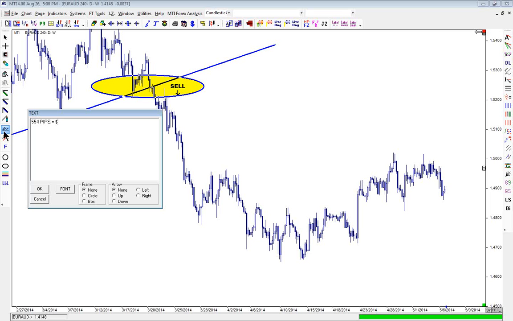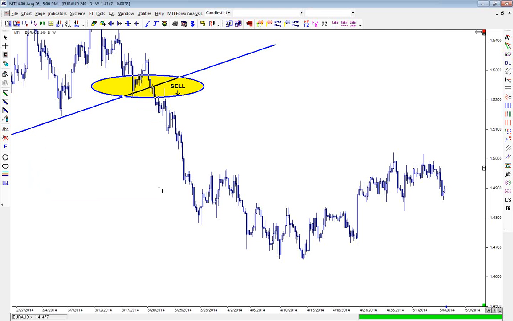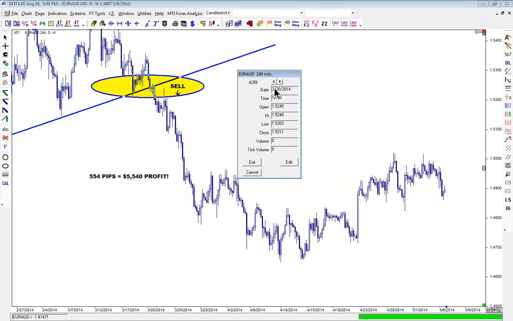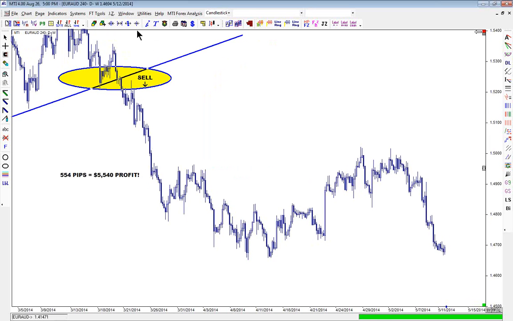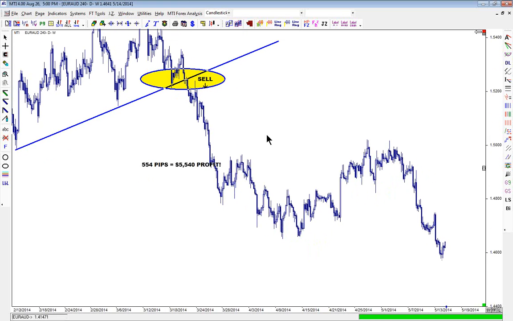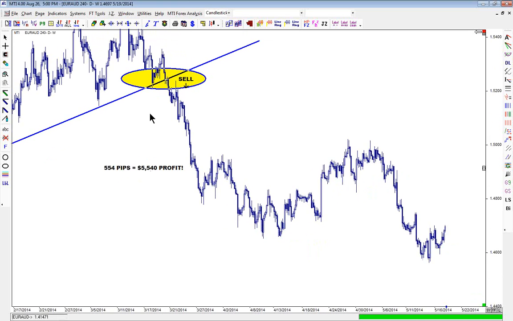With one standard lot, or $10 per pip, that is $5,540 profit. Okay? Right there. And that was in a matter of May 20th of 2014 to April 10th. How many of you would like to have $5,000 profit in less than half a month? Pretty spectacular, right? Now, again, you're going to see these types of profits over and over again.